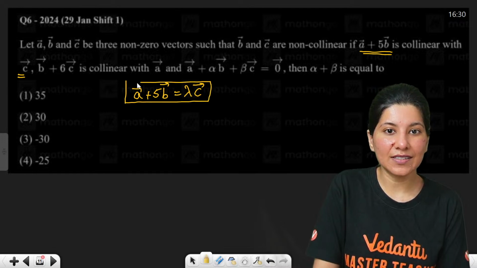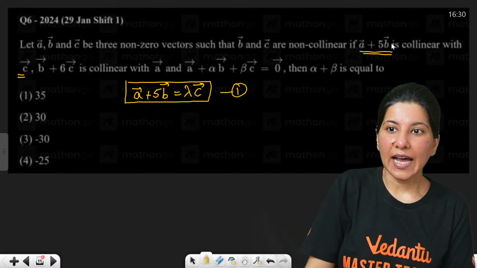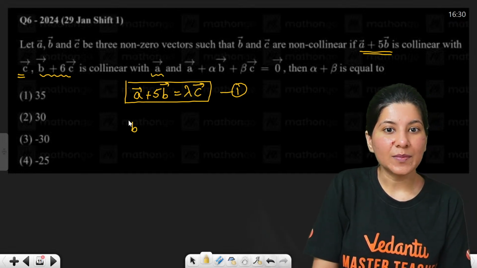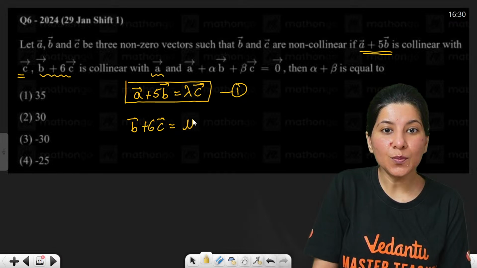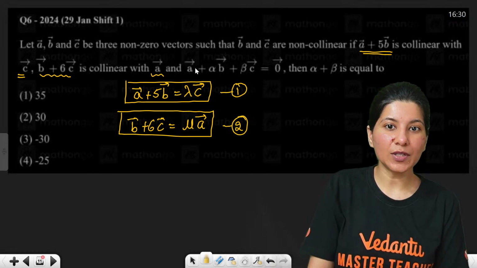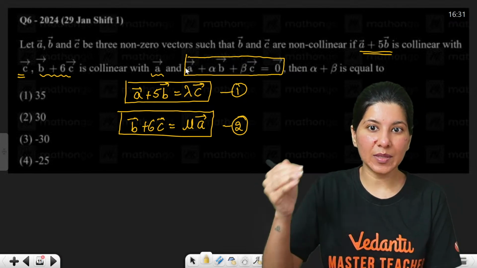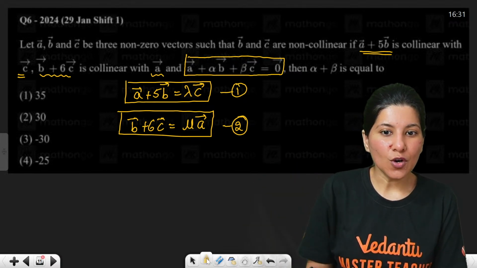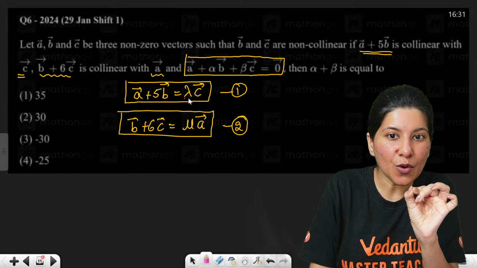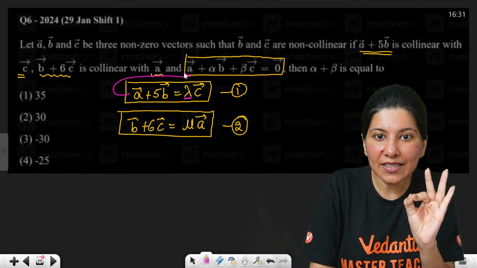So I can write this. This is my first equation. Right? Okay. And now B plus 6C vector is collinear with A vector. That means B plus 6C is equal to mu times A vector. Correct? They want an expression like this: A plus alpha B plus beta C. So basically in this question, you are just looking for the value of lambda, because the moment you get the value of lambda, you will actually get this thing only.